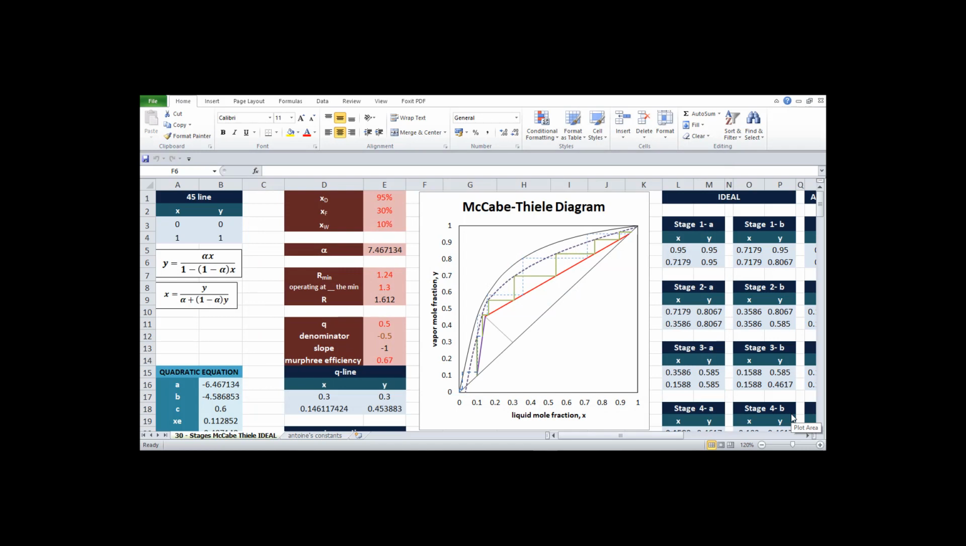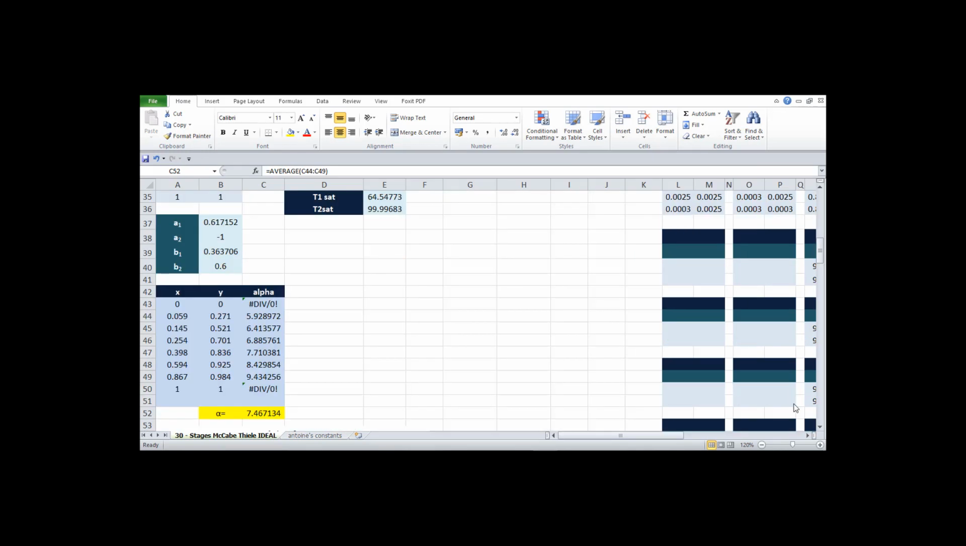From the Excel file that we made for McCabe-Thiele with Murphree efficiency, I entered the values from the problem. xD is equal to 95%, xF is equal to 30%, xW is equal to 10%, q is equal to 0.5, and Murphree efficiency is equal to 0.67. I used the given vapor-liquid equilibrium to solve for average alpha, and this is the value that we will enter for alpha.